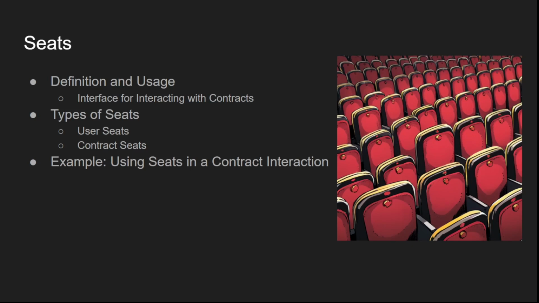To illustrate how seats work, let's consider an example of a simple loan contract. Suppose that Bob wants to borrow 100 USD coins from a lending contract. He makes an offer through Zoe, specifying the terms of the loan, including the amount he wants to borrow and the collateral he is willing to provide.